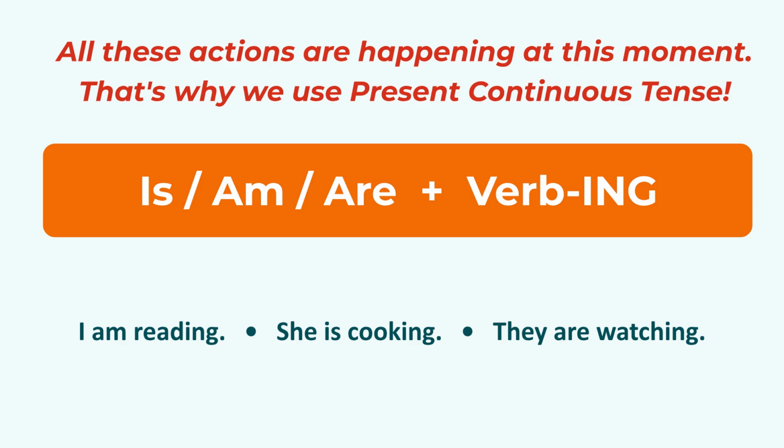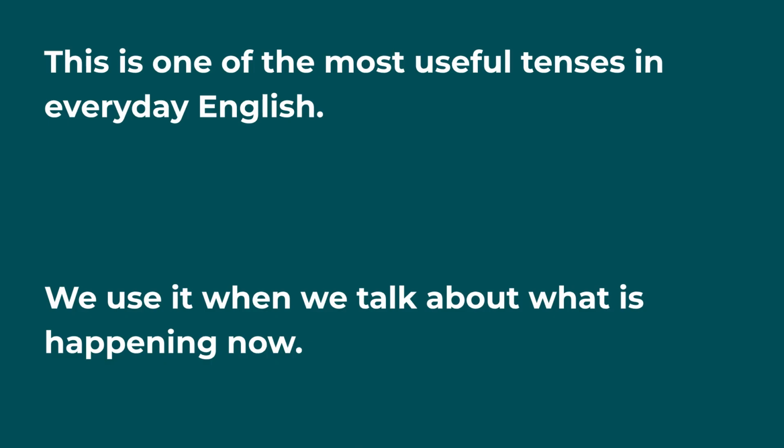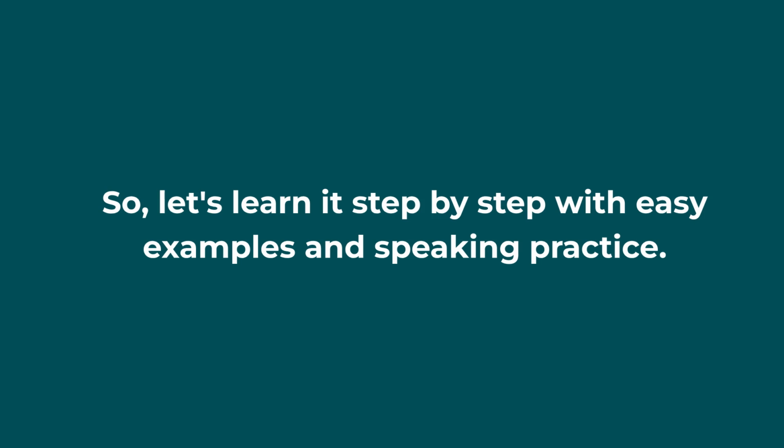The formula is very simple. Is, am, are, plus verb-ing. For example, I am reading. She is cooking. They are watching. This is one of the most useful tenses in everyday English. We use it when we talk about what is happening now. So let's learn it step by step with easy examples and speaking practice.